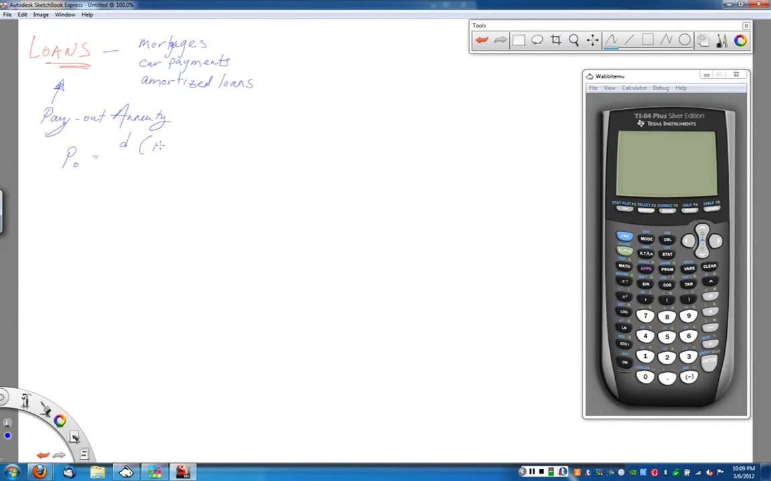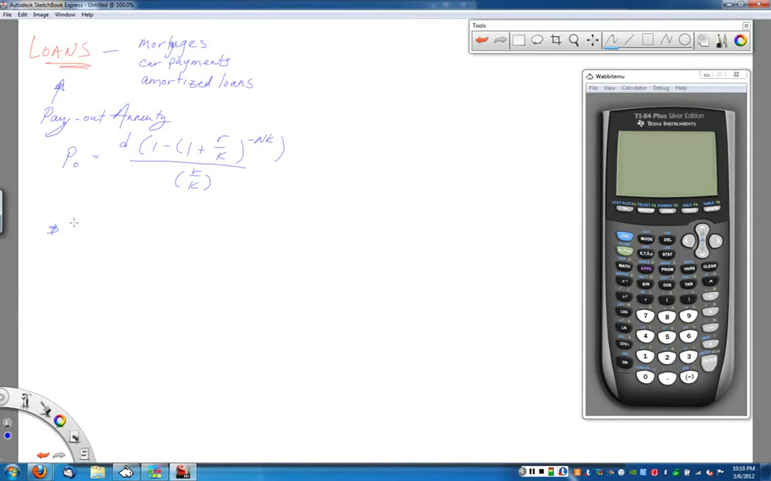So we're still using this one. P0, how much you're taking your loan out for, is equal to D, your regular payment, whether you're paying $100 a month or $8,000 a year or whatever your payout is, times 1 minus (1 plus r divided by k) to the negative nk, divided by r divided by k. So this is the whole big payout annuity formula, and all of those things are going to be very similar.